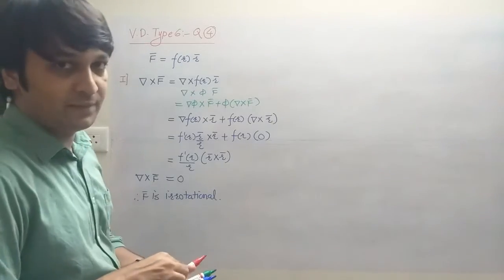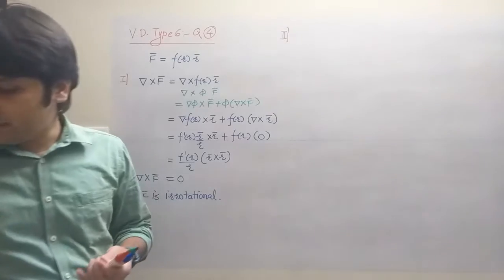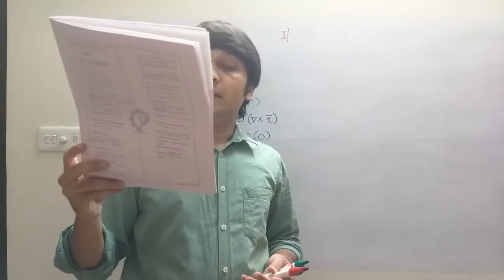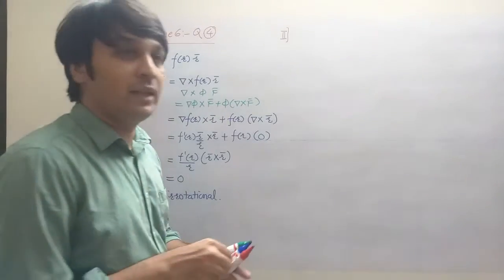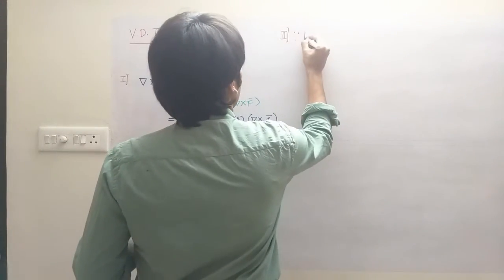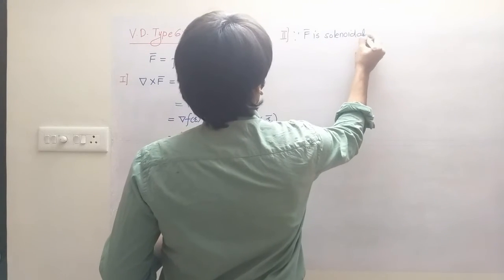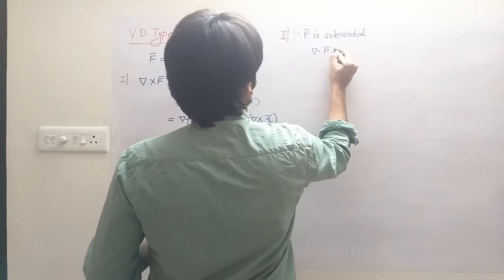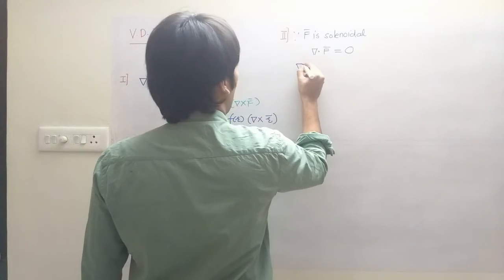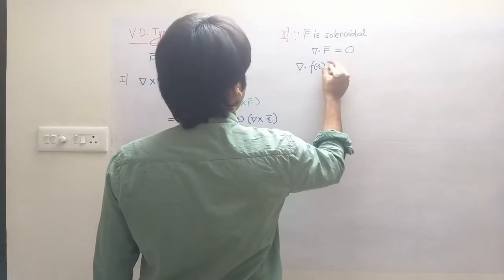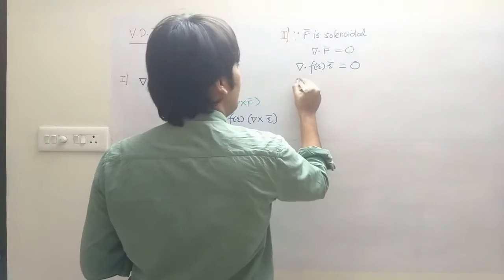Check next. Second step now. Read the problem. Problem is find f of r such that f bar is solenoidal. So it's given solenoidal. Since f bar is solenoidal, del dot f bar is equal to what? 0. What is del dot f bar? F bar is f of r into r bar, and it is equal to 0. Correct? It is given. Now I will use the formula again.